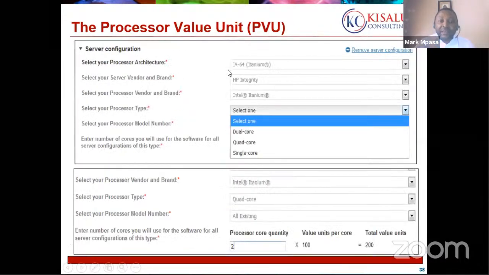Here is an Itanium architecture, HP Integrity Intel Itanium processor. We see there's single core, dual core, quad core. Here we selected quad core, and we say we will use two processors for our software, which is the IBM software. But IBM gives each core a value of 100. So if we're using two, it means we will have to license 200 units.